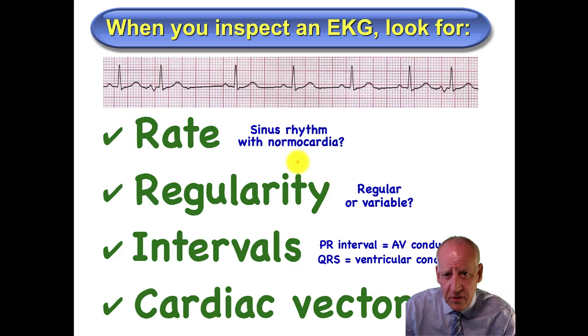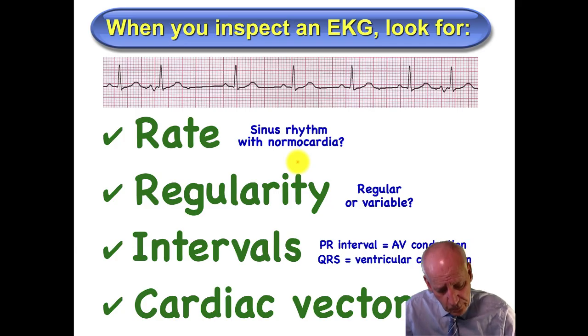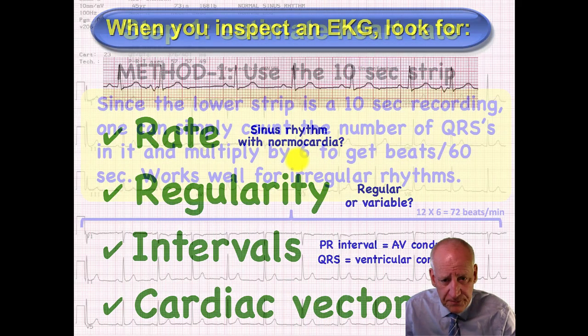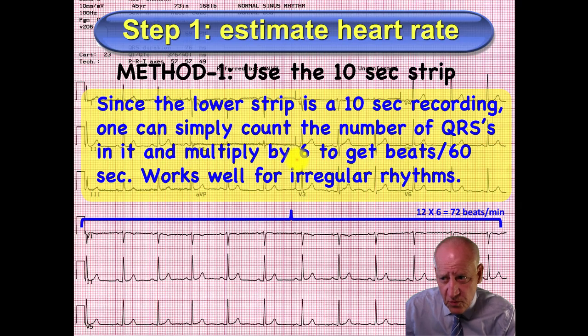So, when you inspect an EKG, there are 4 parameters that you should look for. First, rate. Second, regularity. Third, intervals. And 4, the cardiac vector. Let's go through each one of those. One of the first things to consider is rate.